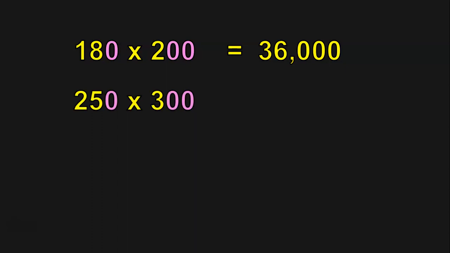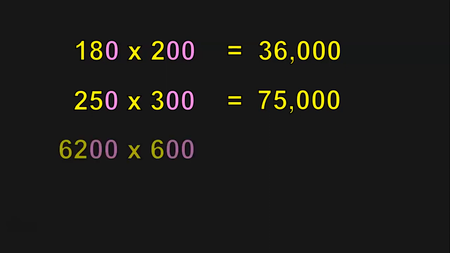250 into 300. So first multiply the numbers. In 250 into 300, the numbers are 25 into 3. What is 25 into 3? 25 into 3 is 75. And the number of zeros together in both the numbers is 3 zeros. So add 3 zeros to the end of the number and you will get the answer to be 75,000.